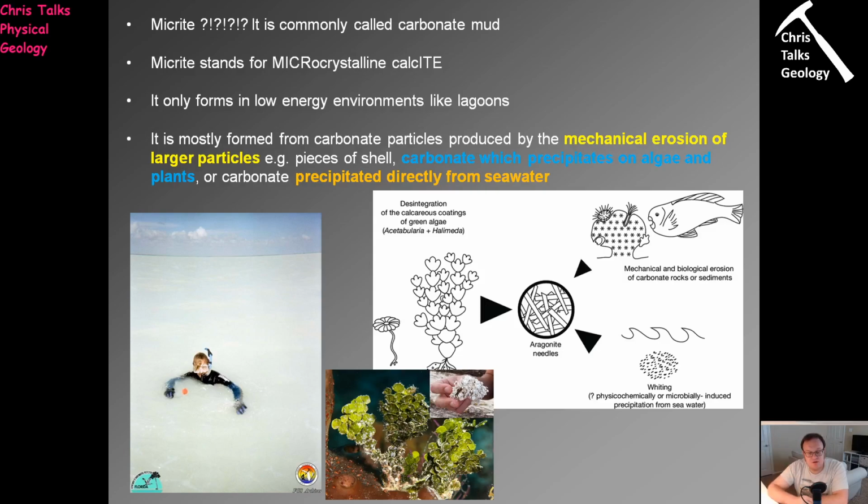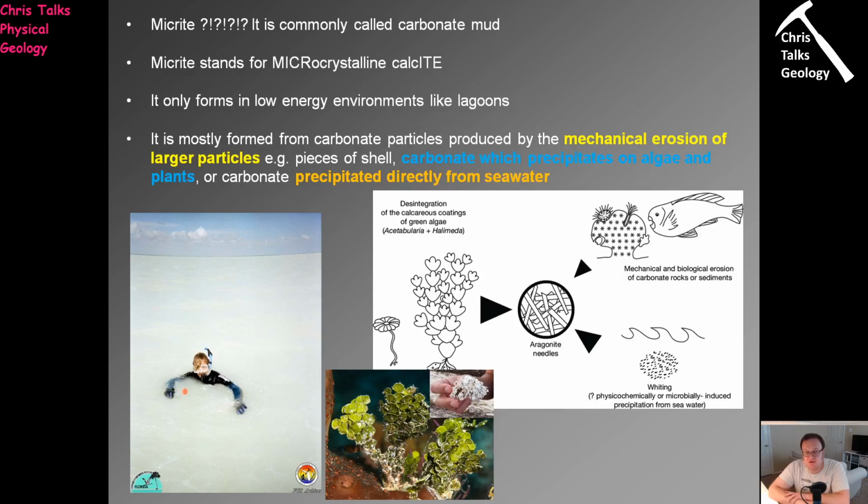Another method by which we can form these very, very fine carbonate particles is if we have a beach that's covered in shells. Every time a wave comes onto the beach, it causes these pieces of shells to bang into each other, and it knocks off these very, very fine pieces of calcium carbonate, and that can become micrite.